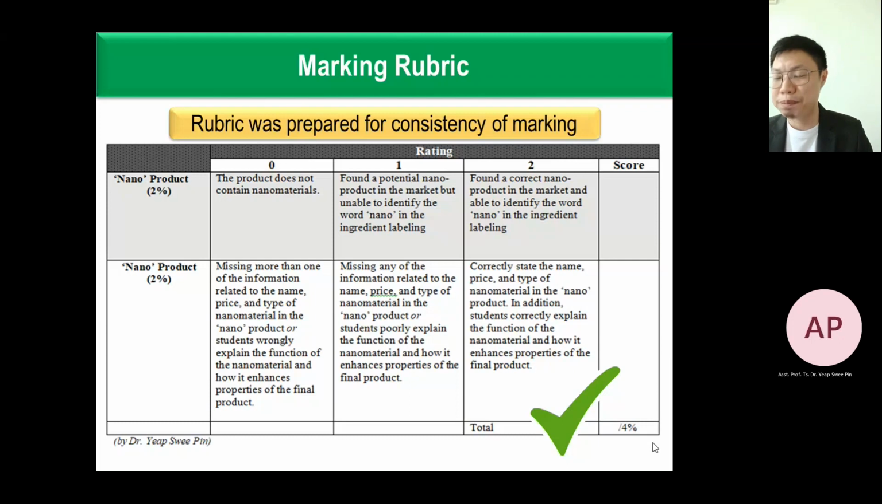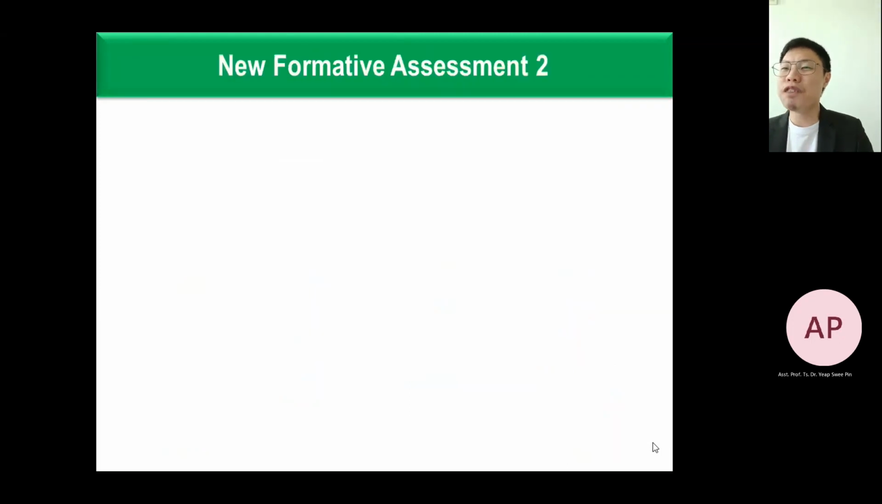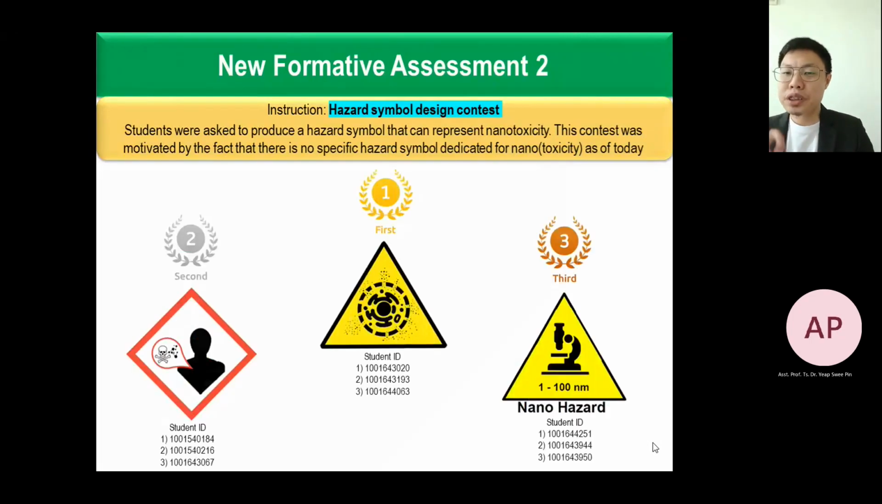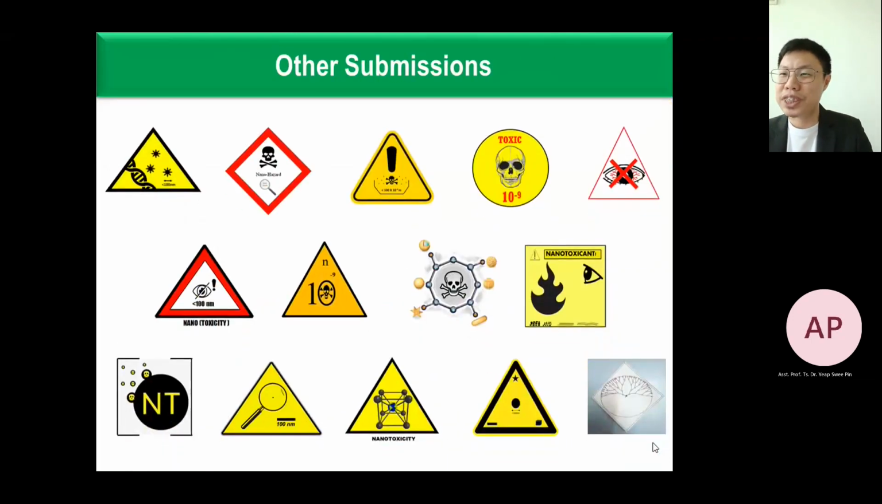In the second new formative assessment, I conducted a hazard symbol design competition, whereby students were asked to produce a hazard symbol that can represent nanotoxicity, because thus far, there is no specific hazard symbol designed to represent nanotoxicity. Out of all the designs submitted by students, we selected the 3 best designs. On the screen here are the top 3 best designs from the students, very creative designs. And here are other submissions from our students.